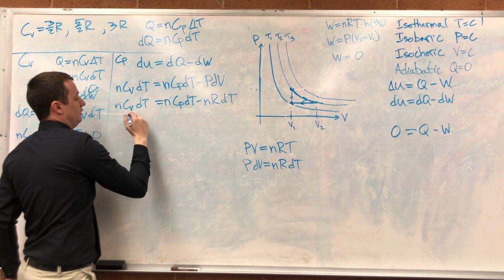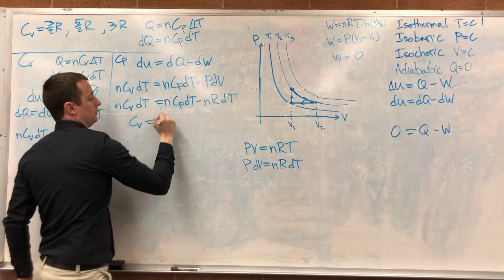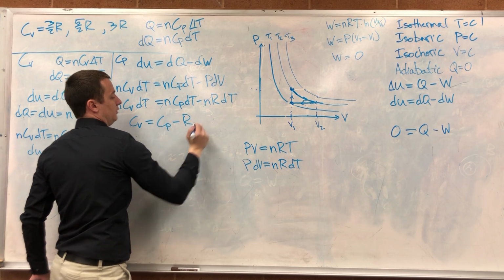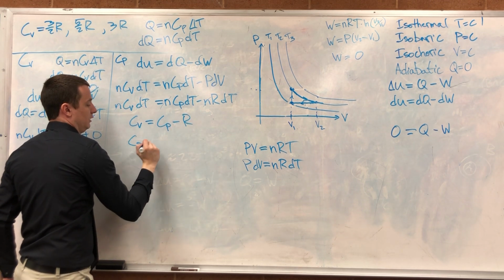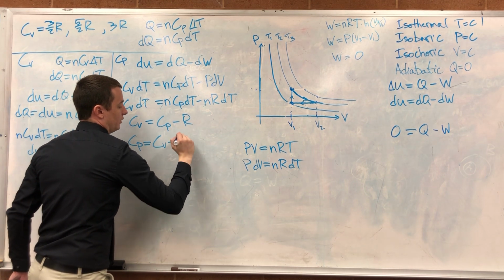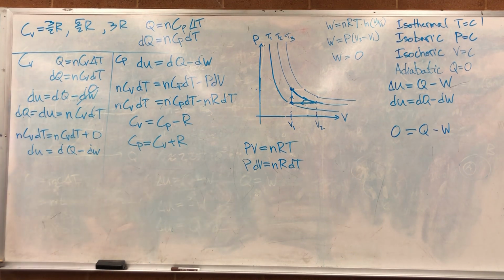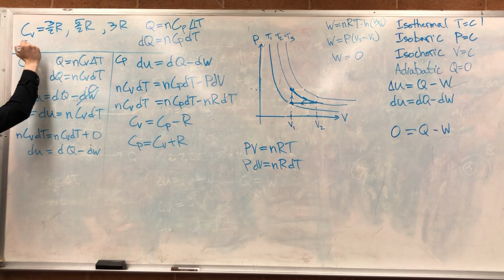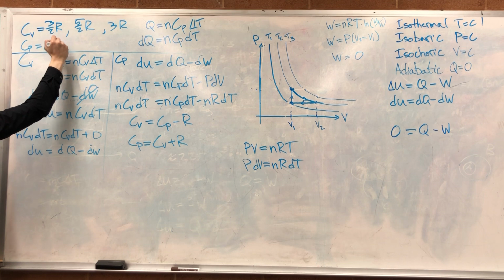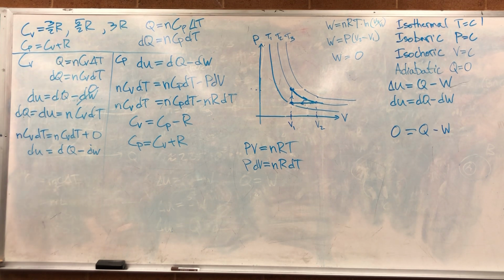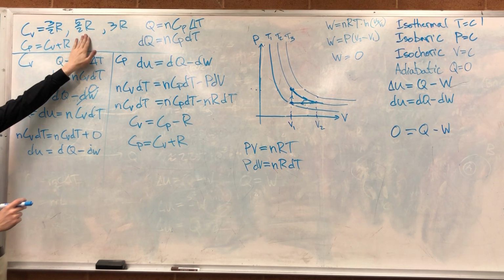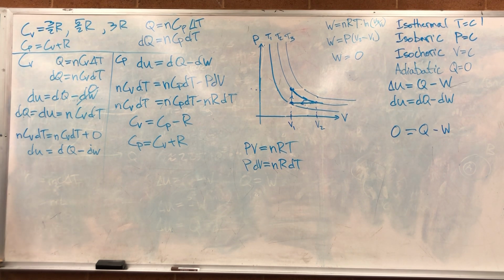And so we get Cv is equal to Cp minus R, or Cp is equal to Cv plus R. And that's true no matter what Cv is. So Cp is always equal to Cv plus R. In the case where Cv was 3/2 R, Cp was 5/2 R. In the case where Cv was 5/2 R, Cp is 7/2 R. Cp is always one more R than Cv.